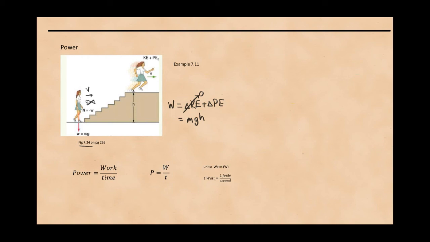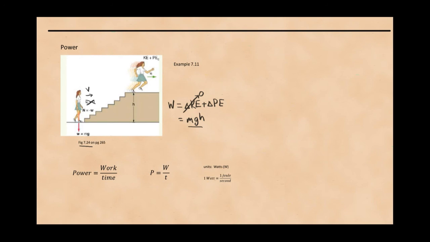So the work done in going up the stairs is a fixed quantity, and it does not matter how fast she goes up the stairs. So if she walks slowly up the stairs, she does work mgh. If she runs up the stairs, she does work mgh. She does the same amount of work in both cases. But you know from experience that it takes more effort to run up the stairs than it does to walk up the stairs. And that leads us to the idea of power.